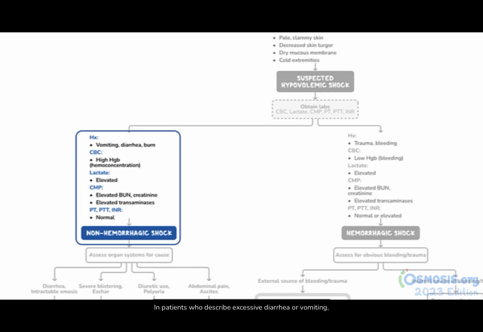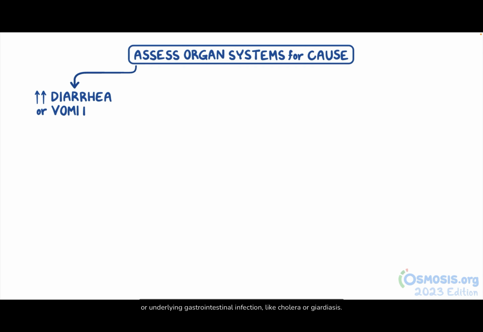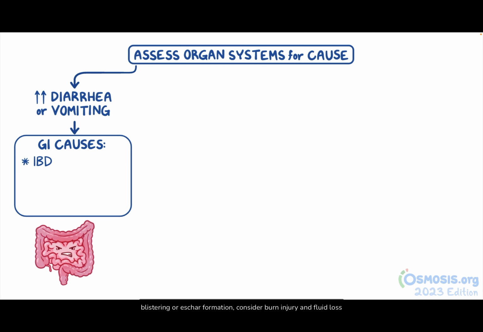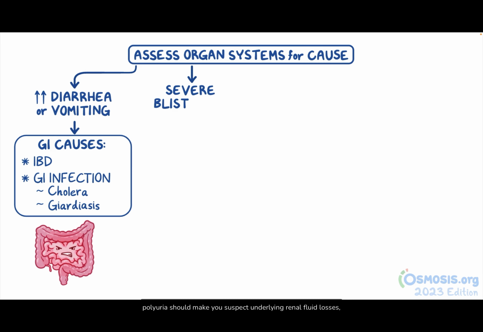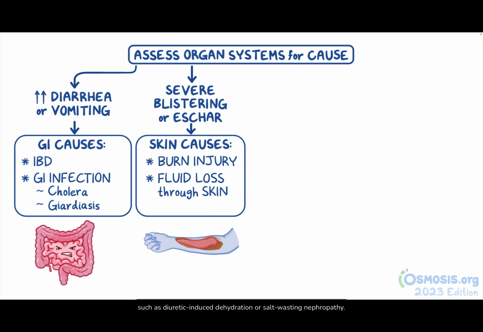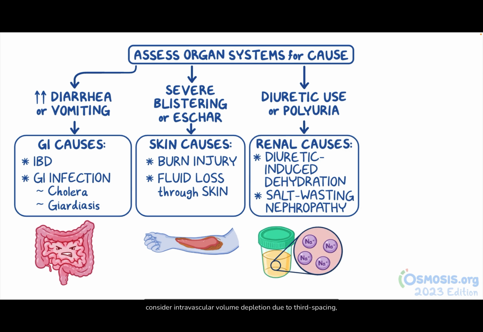So the next step is to assess each of your patient's organ systems for the cause of fluid loss. In patients who describe excessive diarrhea or vomiting, think of gastrointestinal fluid losses due to inflammatory bowel disease or underlying gastrointestinal infection like cholera or giardiasis. On the other hand, if your patient presents with severe blistering or eschar formation, consider burn injury and fluid loss through the skin. Next, a history of diuretic use or polyuria should make you suspect underlying renal fluid losses, such as diuretic-induced dehydration or salt-wasting nephropathy.